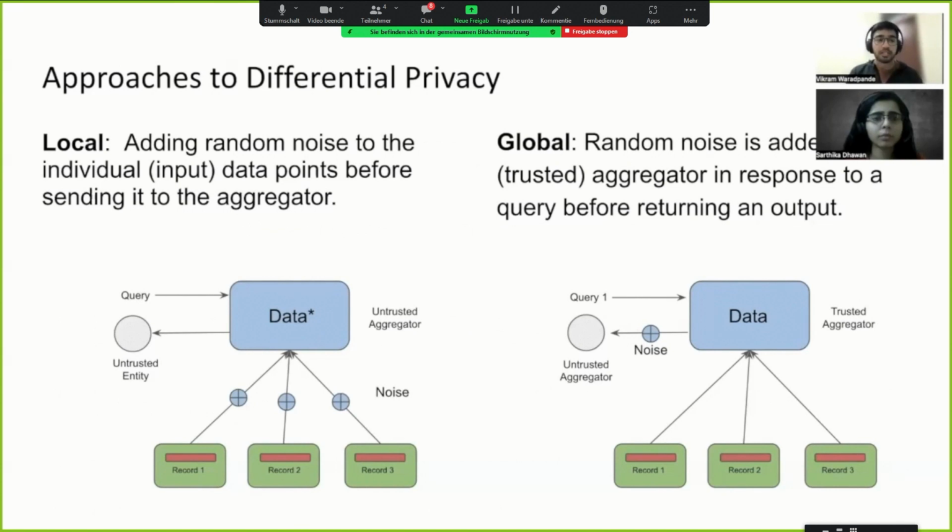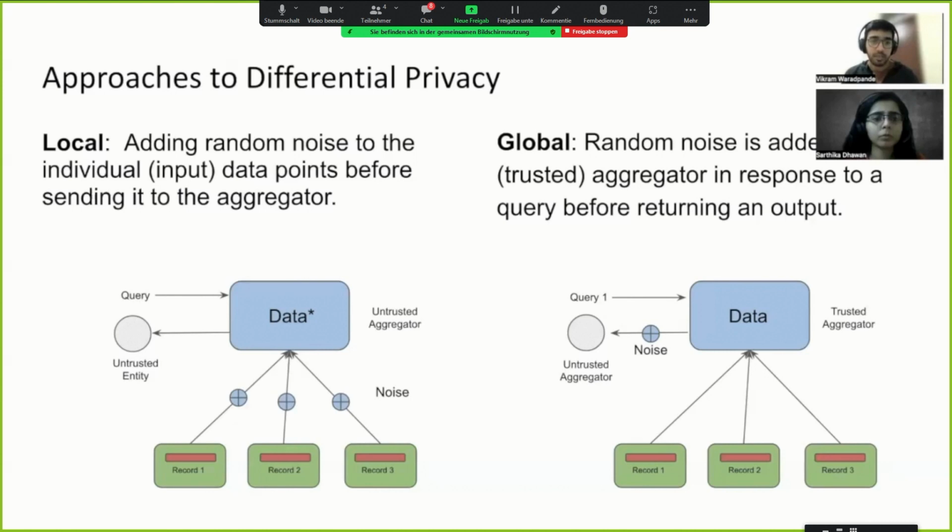Now, let's come to discussing the two different approaches to differential privacy. Basically, what we know till now is that any differentially private algorithm runs some sort of query on the database, and so we have some sort of statistic.